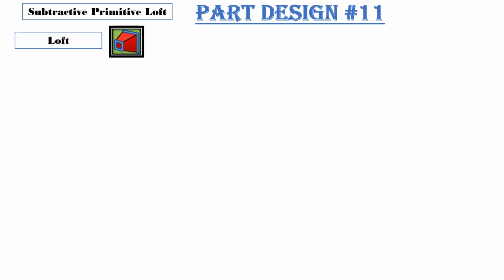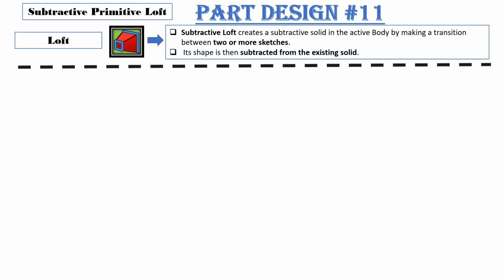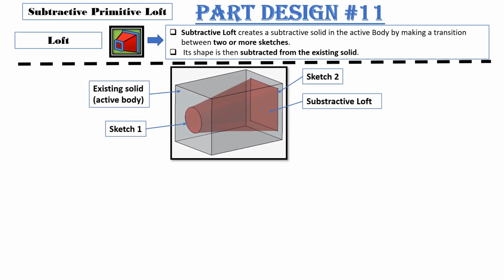This is Part Design Primitive tool called Subtractive Loft. Subtractive Loft creates a subtractive solid in the active body by making a transition between two or more sketches. Its shape is then subtracted from the existing solid.